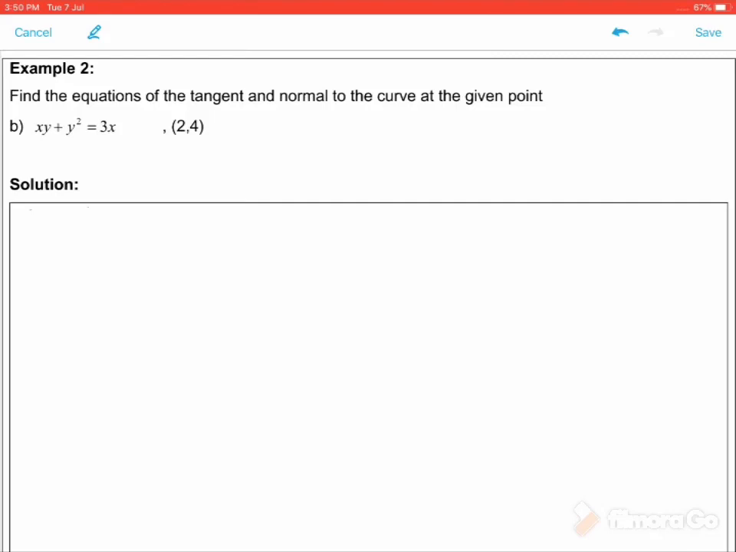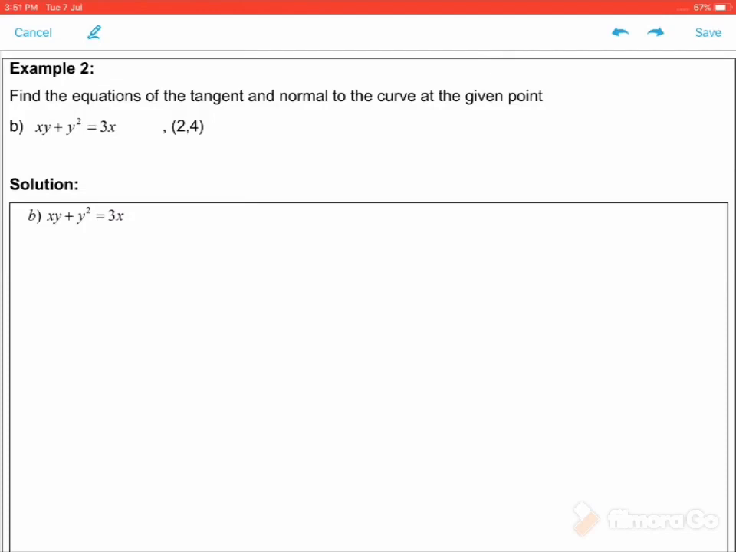Example 2b. Find the equation of the tangent and normal to the curve xy plus y squared equal to 3x at the point (2, 4). So, to find the equation of tangent and normal to this equation, first of all, we have to find the gradient. Same thing, we have to differentiate. So to differentiate this function, we have to use implicit differentiation.